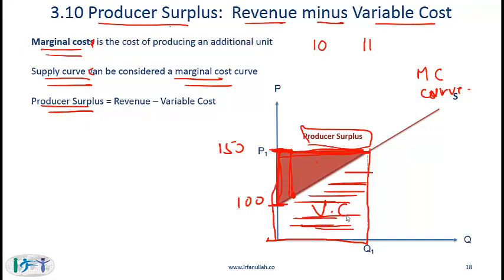the difference gives us the producer surplus. You might be asked to calculate the producer surplus, and the calculation will be similar to what we saw earlier. You will have to do half base into height. So you could define this as the base, this as the height, and do the calculation. This concept is covered in example 10. I'm not doing the calculation here because it is exactly similar to what we saw on the previous slide.